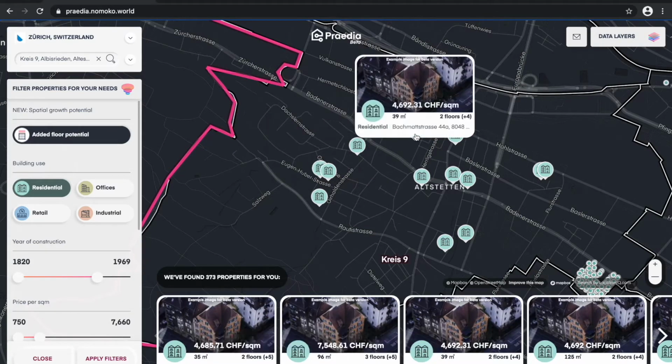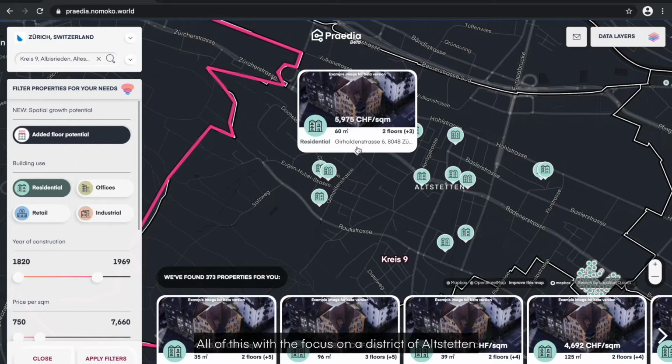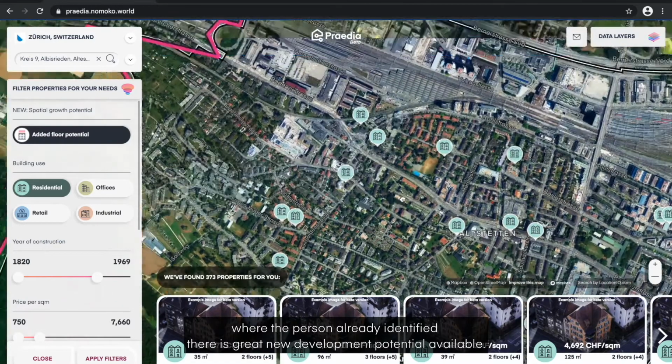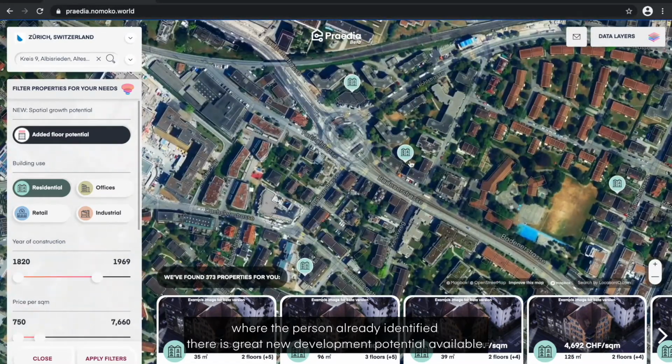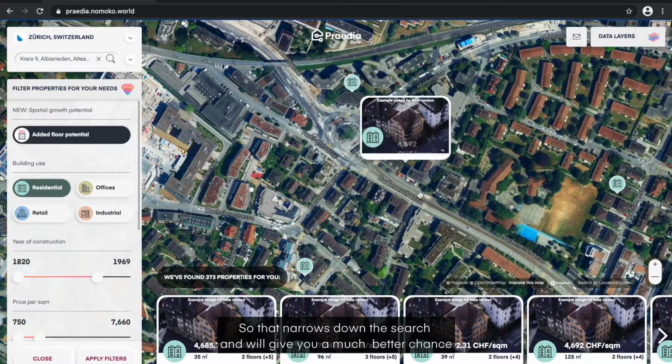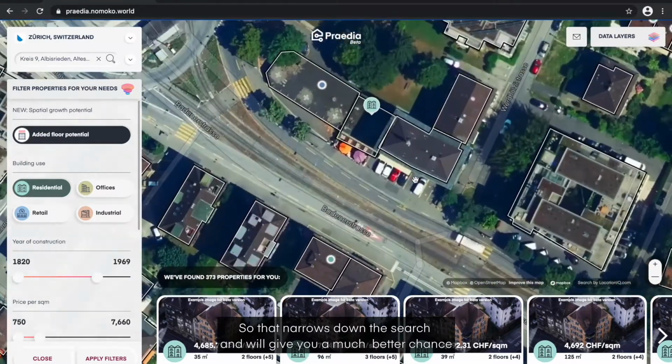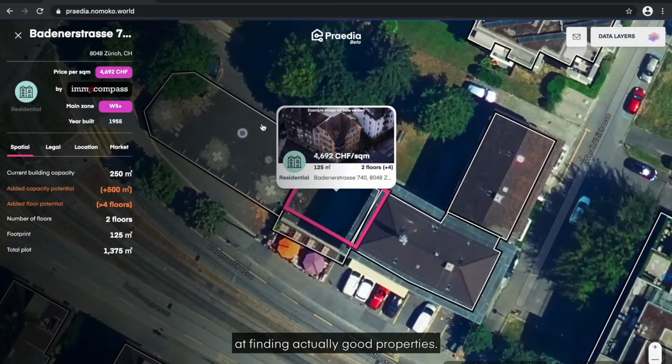in order to have great development potential on top. All of this with a focus on a district of Altstetten, where the person already identified there's great new development potential available. So that narrows down the search and will give you a much better chance at finding actually good properties.